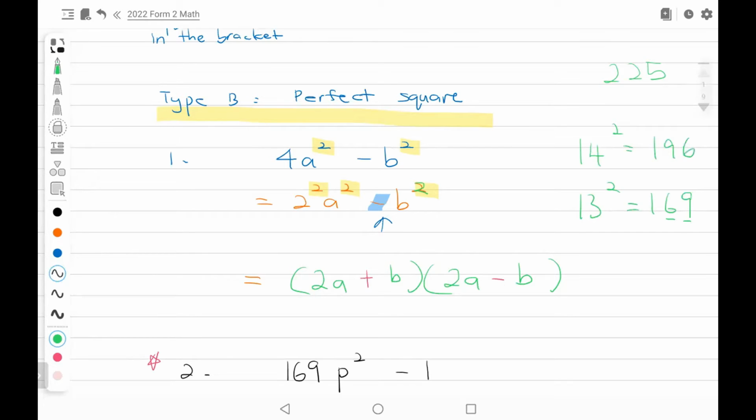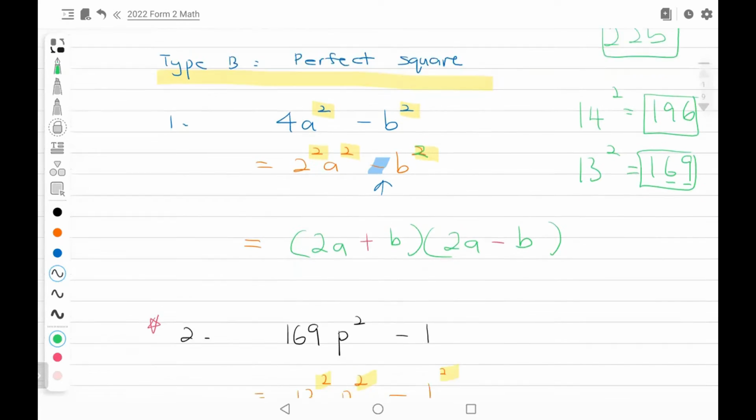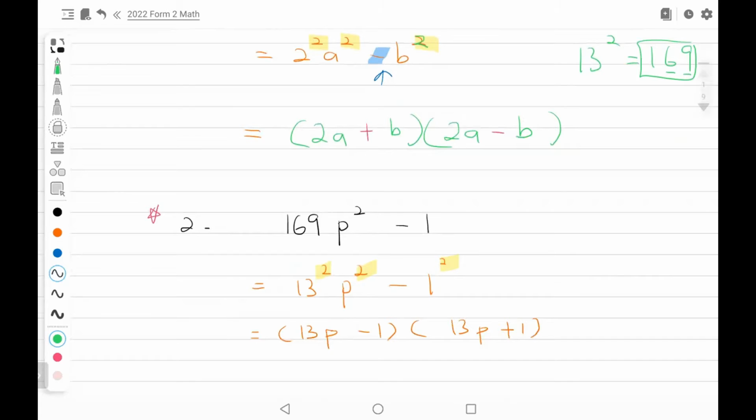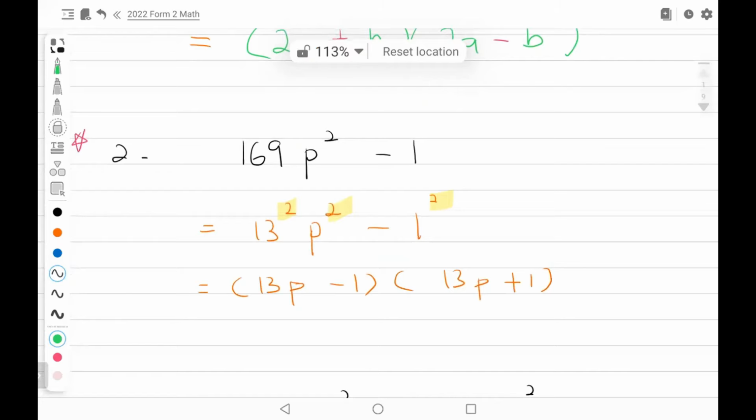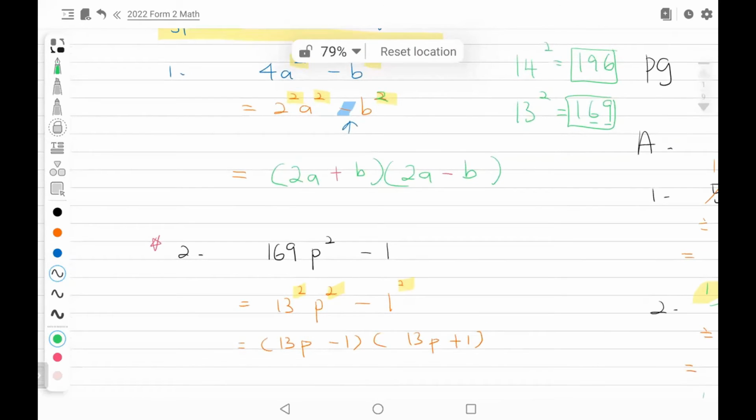You're wondering why cannot use calculator? Okay, if we can memorize all the numbers, then it's easy for us to detect. They say number 2, 169p square minus 1. This would be the second type, perfect square. If we are sensitive to the numbers, there's only a few numbers you have to memorize, like 13 square, 14 square, 15 square, then 17 square. 17 square is 289. Few numbers only we have to memorize.